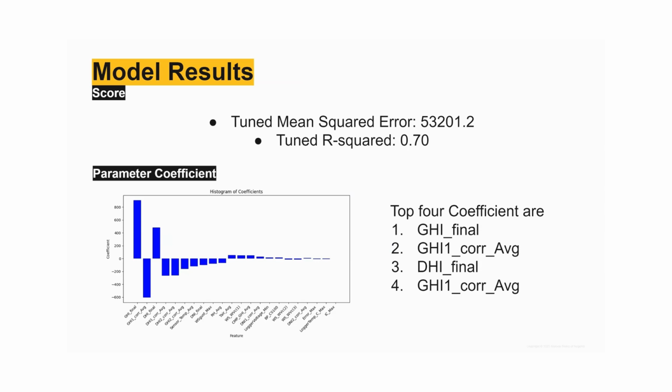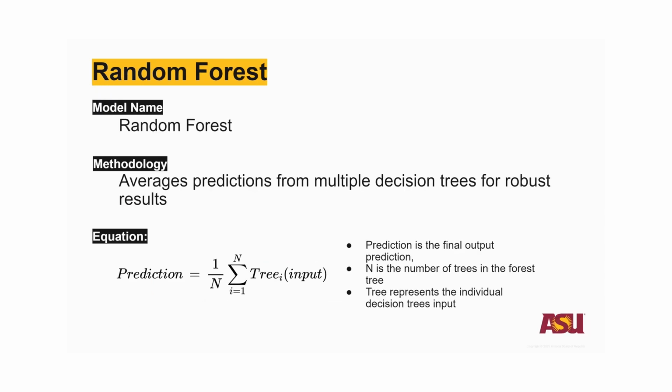Moreover, if we talk about the score or the performance of this linear regression model, we can see that the mean squared error was found to be 53,201.2, while the test R squared was found to be 0.7, which was close to 1. So this model shows a decent amount of accuracy in terms of predicting the energy.